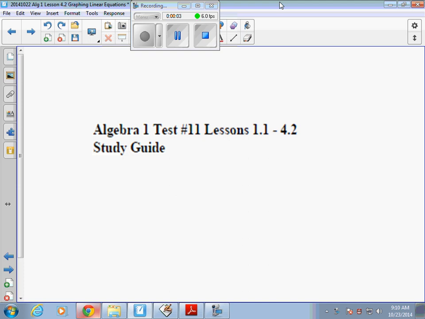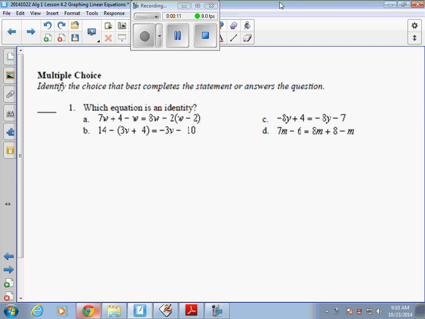So, Algebra 1 test number 11 through lesson 4.2, where we're graphing equations using tables and lists of data. First problem is the only multiple choice problem. Which one's an identity? Remember, an identity problem is going to be true when you plug in the values, or when you simplify each side.